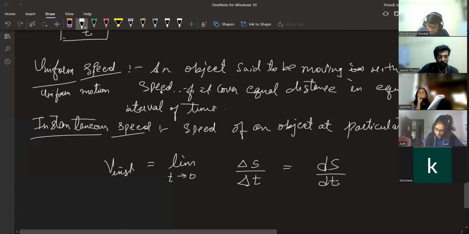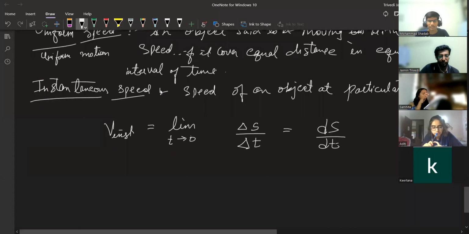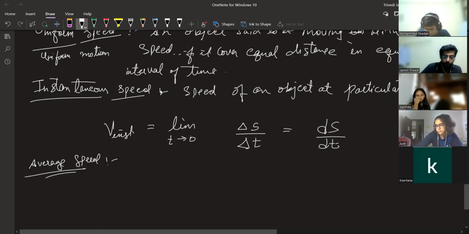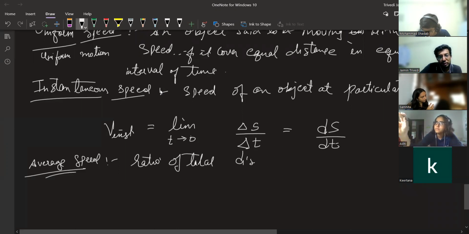Okay. Now next is average speed. What will be the average speed? Total distance by total time. Ratio of total distance to total time.